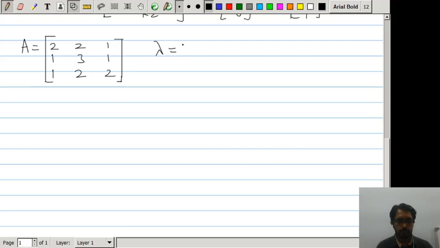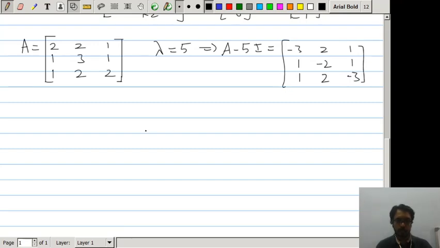Lambda equal to 5 implies A minus 5I will be [minus 3, 2, 1; 1, minus 2, 1; 1, 2, minus 3]. Now, for lambda equal to 5, determinant of A minus 5I is equal to 0.